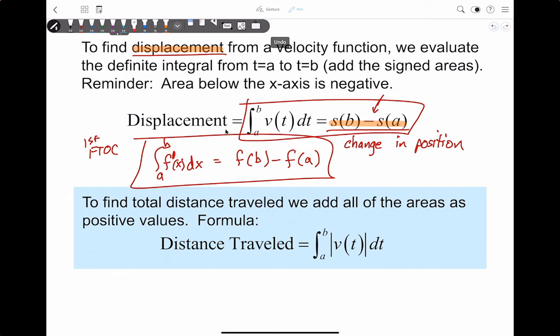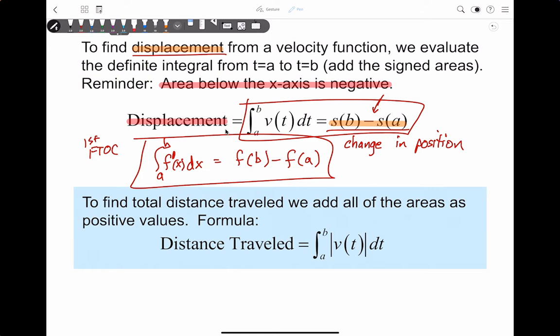All right, and just one more quick note with this in mind: because it is displacement, displacement is allowed to be positive or negative. So areas below the x-axis are going to be negative, okay?